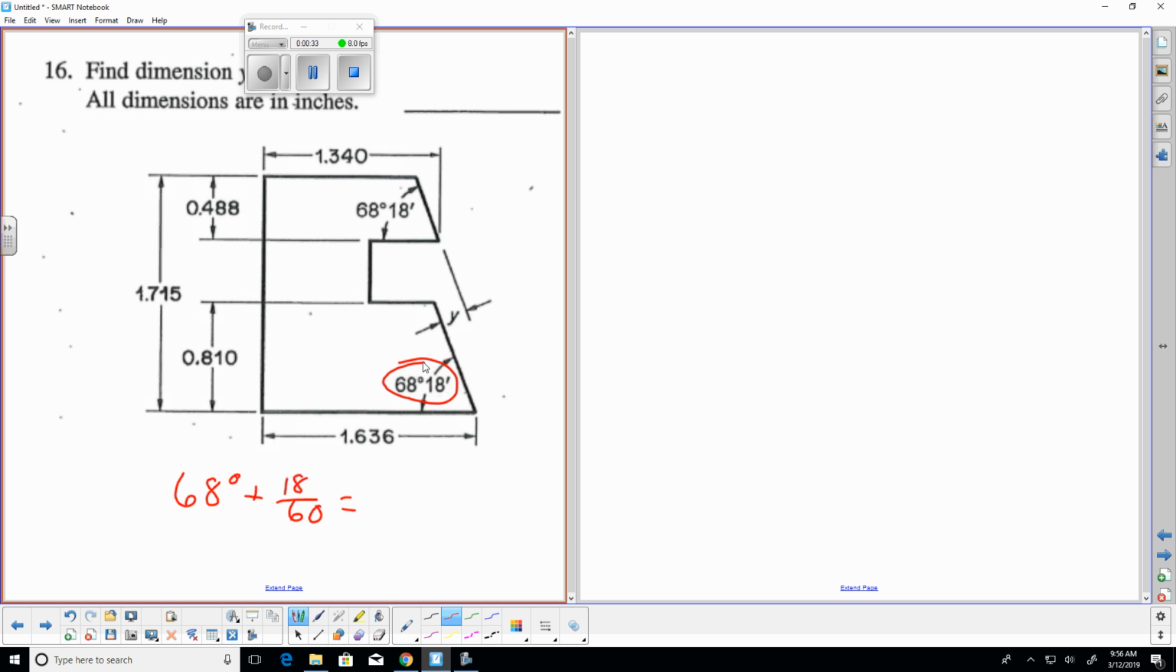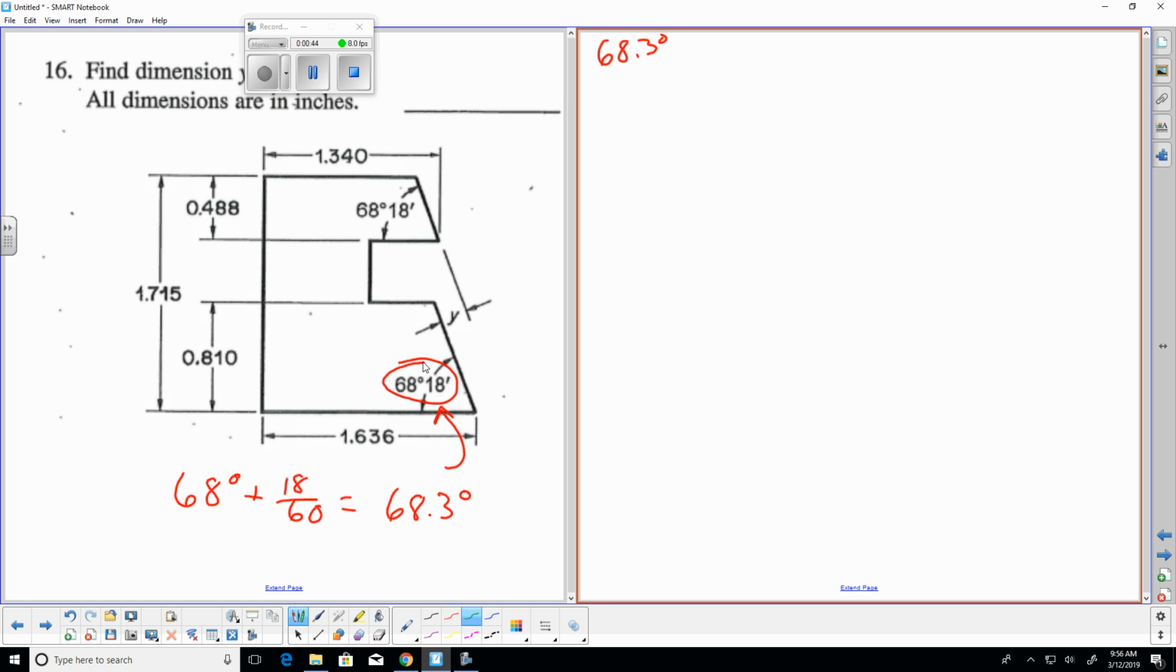Alright, so that should be 68.3 is what it is. So 68.3 degrees is that. That's good. Alright, we're going to write that up there so I don't forget it. 68.3 degrees. Okay, good. Alright, now, I'm going to break this into two different triangles here.